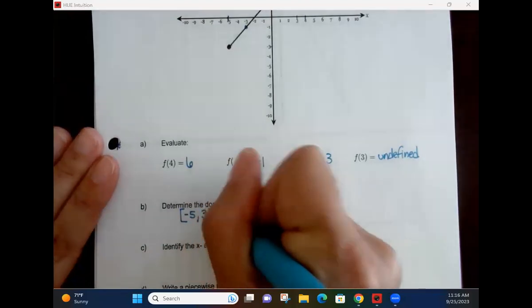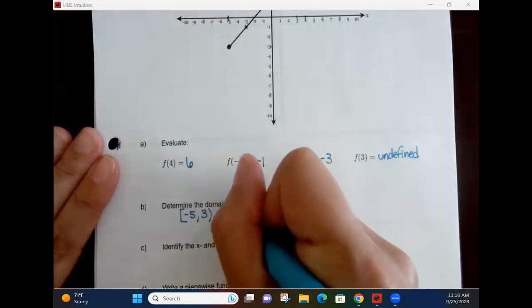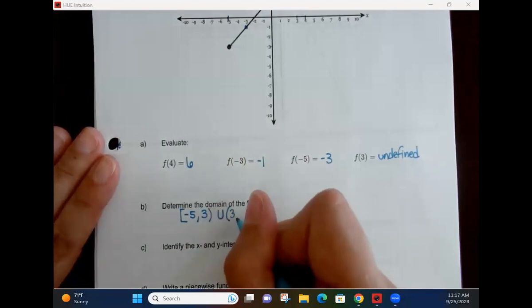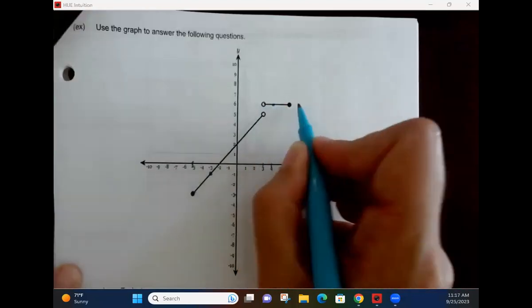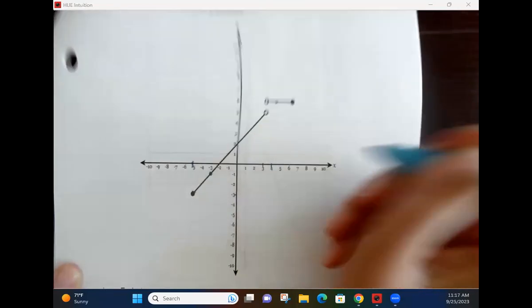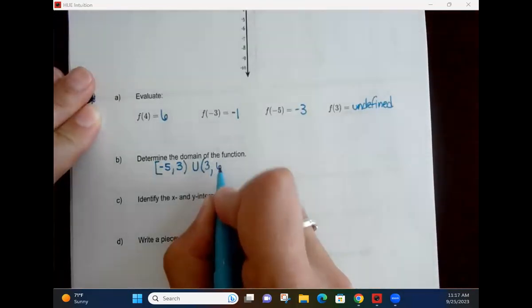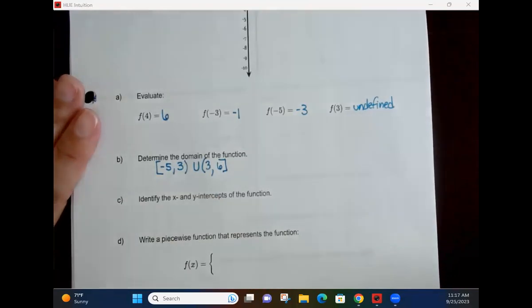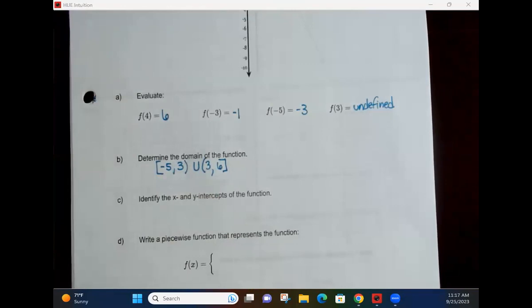And then my other piece picks up after 3. I don't actually have a y when x is 3. It's undefined there. So we start at 3, and then my other piece goes until x is 6. And again, bracket there because it's a closed circle. So I have to write 2 pieces because I've got a value in the middle that doesn't have a point.